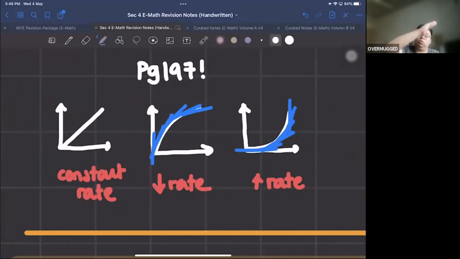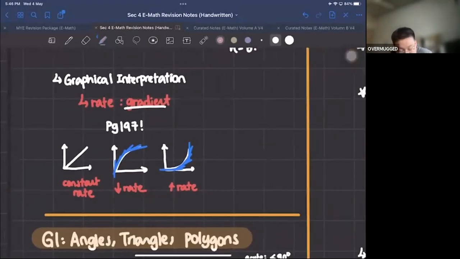So what do you realize? The gradient is actually getting smaller and smaller. This is why this is a decreasing gradient. For the other one, going up like that, it's an increasing gradient. So this is how you tell apart the two. And we're done.